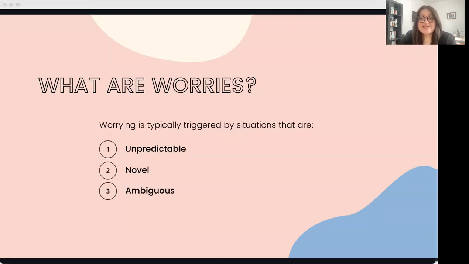Additionally, worries are typically triggered by three types of situations, and these include unpredictable situations where the outcome is unclear, novel situations where one experiences something new for the first time, and ambiguous situations where the situation or the event is not very well defined and the outcome is also unknown.